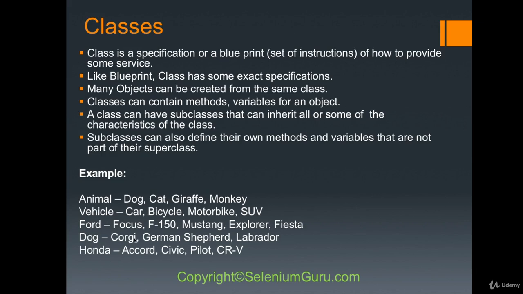Same thing with dog, right? You can have Corgi, German Shepherd, Labrador. They are all dogs, and they have similar characteristics to this dog parent class. However, they might have their own different unique characteristics as well. Same thing with Honda. If I have a Honda class, a Honda vehicle has different models: Accord, Civic, Pilot, CRV, and so on. So I can have a Honda class, which is like a blueprint, and other subclasses or child classes: Accord, Civic, Pilot, or CRV.